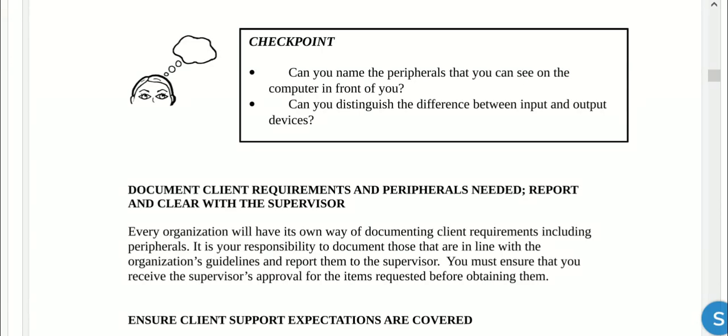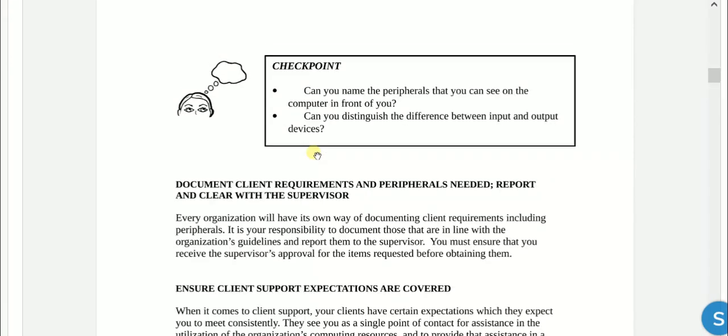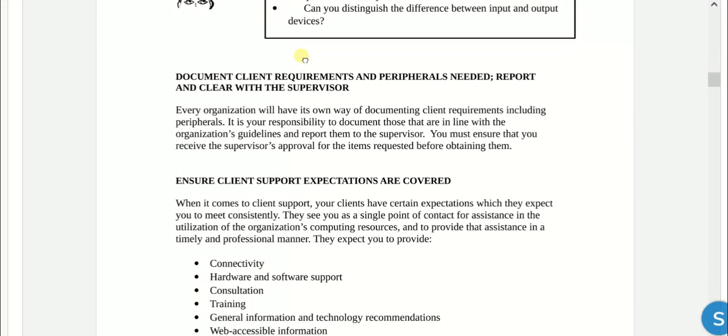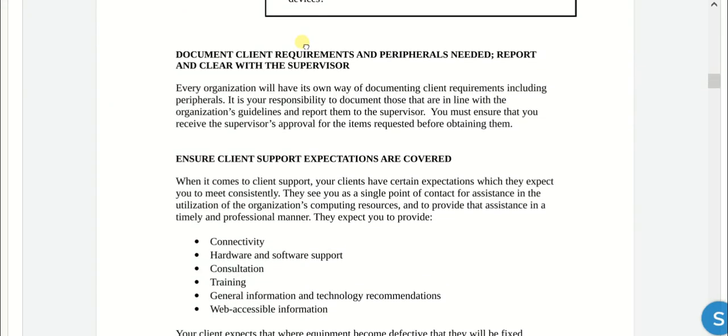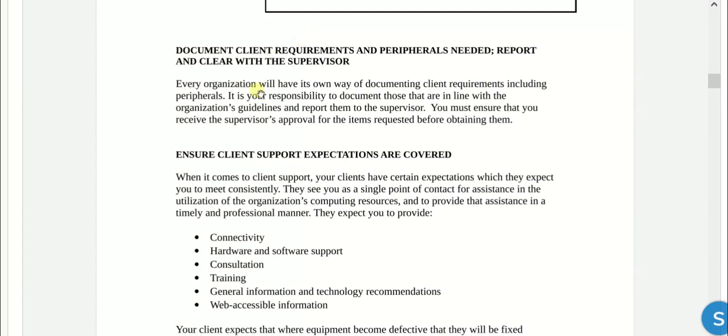Okay. All right. Good. Very good. So moving on now, we are looking at document client requirements and peripherals needed, and report and clear with the supervisor. What do you think that is all about? What do you think he's talking about?